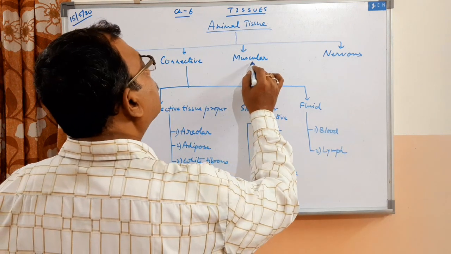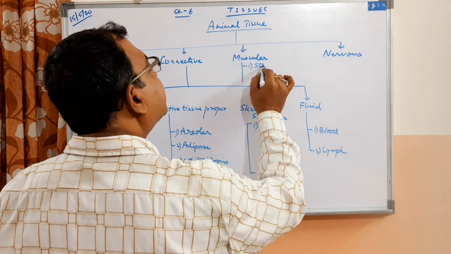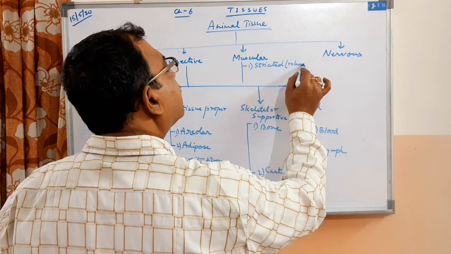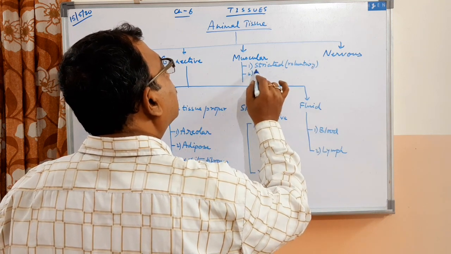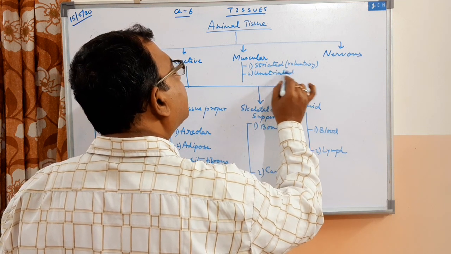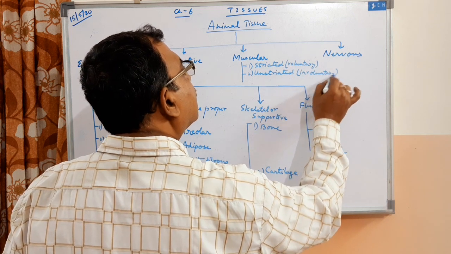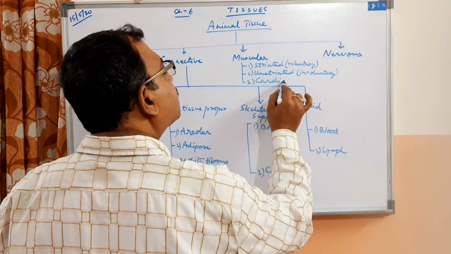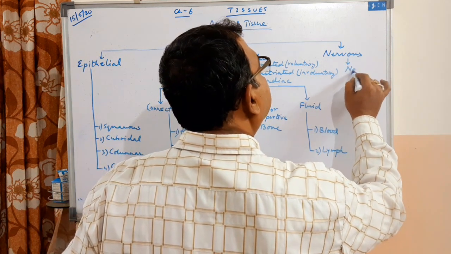In muscular tissue, there are 3 different types. First is striated muscular tissue. This is also called voluntary. Second is unstriated or non-striated. This is involuntary. And third is cardiac muscular tissue. Nervous tissue is made up of only neurons.